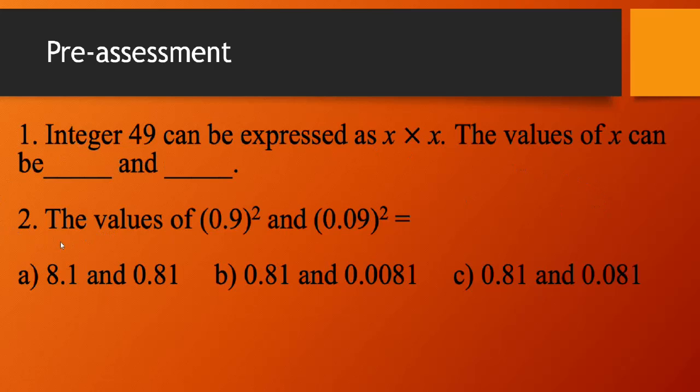Question number 2. The values of 0.9 square and 0.09 square is, the options are given here. You can pause the video to write your answers.